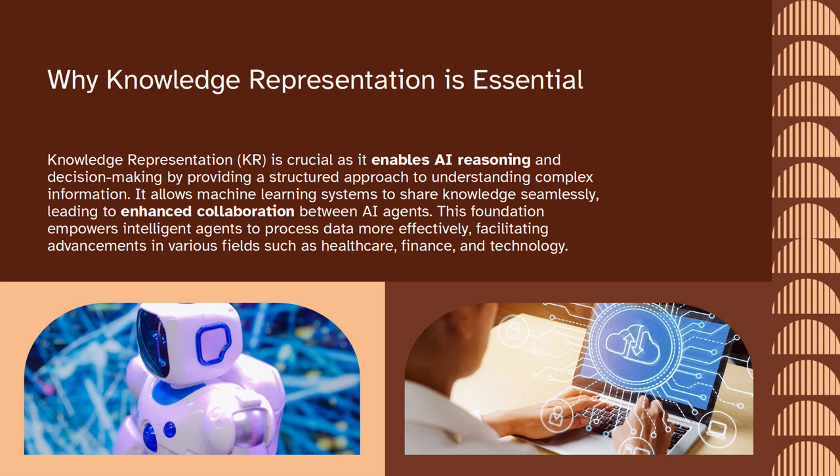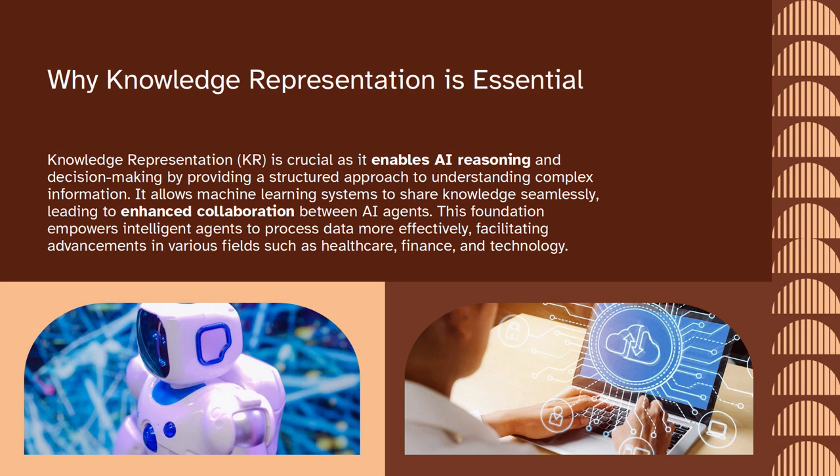Well, without good knowledge representation, our AI systems would be stuck in the Stone Age. They wouldn't be able to reason, learn from experience, or even understand basic instructions. Good knowledge representation allows AI to infer new knowledge, solve problems, and even explain its reasoning. It's the secret sauce that makes AI intelligent.